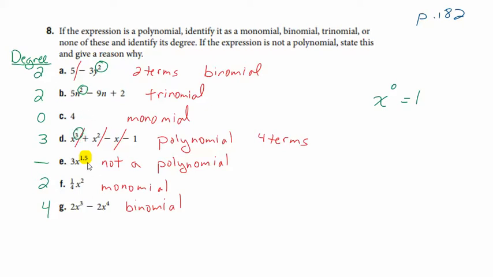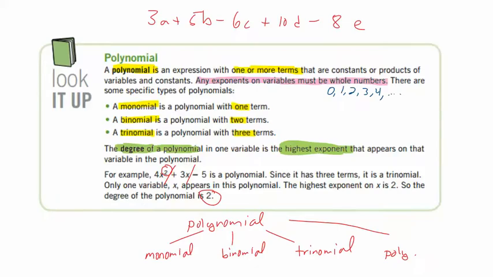3. This one I'm not going to talk about the degree because it's not a polynomial. It's not 1.5. Okay? It's not a polynomial. If it's a polynomial, then it has a degree. 2 and 4. All right. Very important vocabulary words there, so make sure you know those.